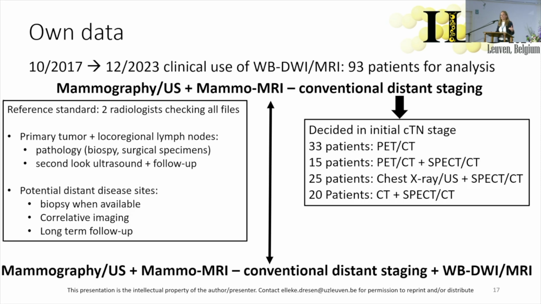With that in mind, we had a retrospective review of our own data between 2017 and 2023, where we compared the standard conventional imaging, like for the local staging, mammography, ultrasound, and breast MRI, with the conventional staging that was decided upon by the multidisciplinary team meeting at that time, and that could be a PET-CT or chest X-ray combined with ultrasound or SPECT-CT. That was a little bit heterogeneous because it was retrospective. And then we compared that to all those conventional stagings combined with the whole body MRI.